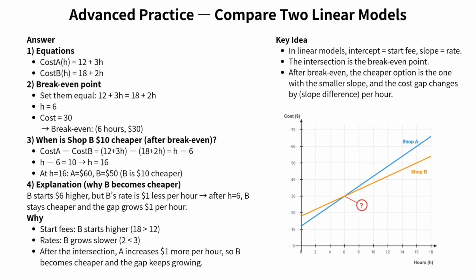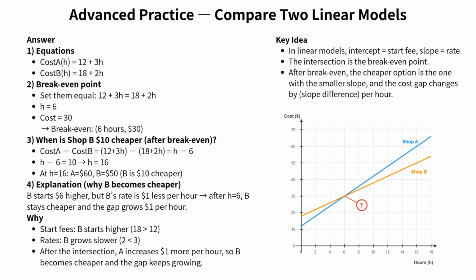Let's verify, because checking keeps you from making sign mistakes on the SAT. At H equals 16, shop A, 12 plus 3 times 16. 3 times 16 is 48, and 12 plus 48 is $60. Shop B, 18 plus 2 times 16. 2 times 16 is 32, and 18 plus 32 is $50. So A is 60 and B is 50, the difference is $10. Verified.